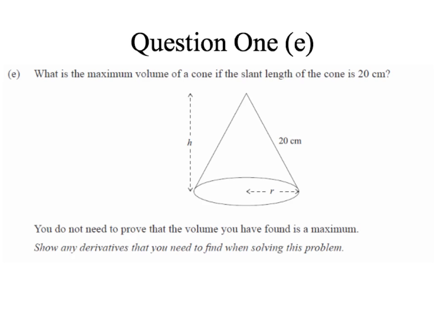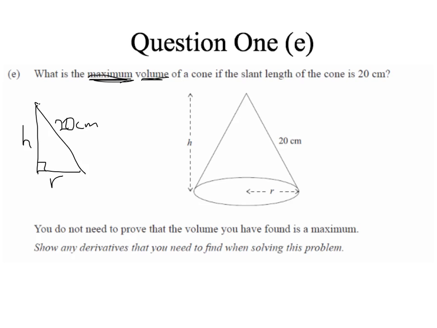Hopefully it will work. First thing to do when you get a harder question like this is to try and put it into a simpler diagram and just look at what we're being asked to find. So what is the maximum volume of a cone if the slant length of the cone is 20 centimetres? First thing to notice is that I've got a little right angle triangle, so I'm going to use that. Here's my radius, here's my height, and we know that that length is 20.